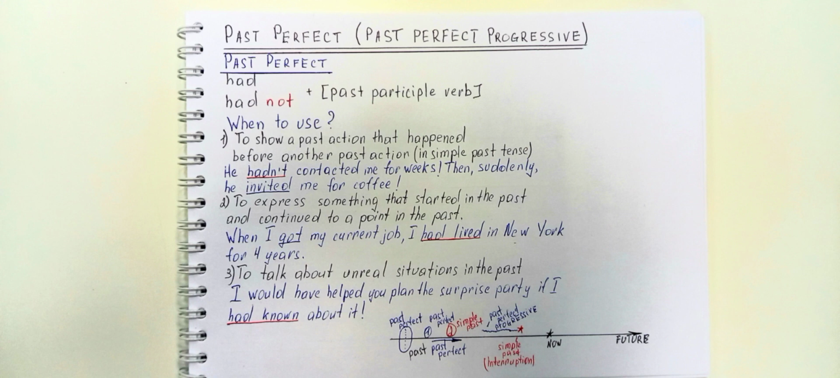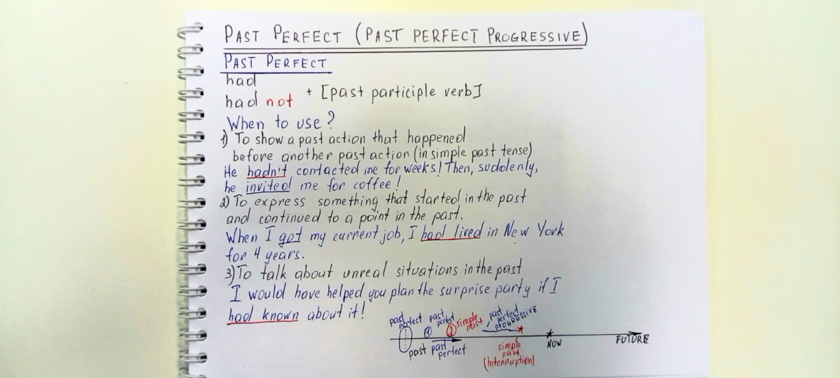How to make the past perfect. This is a very quick introduction to making a past perfect statement. So when we make past perfect, we use had for positive statements or had not for negative statements. Then we add the past participle form of a verb. So we'll use this in a few example sentences.